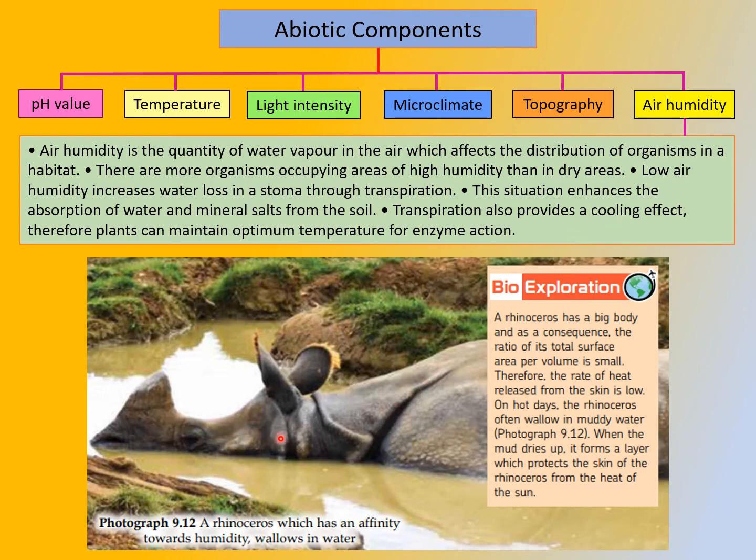This photograph shows a rhinoceros. A rhinoceros has a big body and as a consequence, the ratio of its total surface area per volume is small. Therefore, the rate of heat released from the skin is low. On a hot day, the rhinoceros often wallows in the muddy water. When the mud dries up, it forms a layer which protects the skin of the rhinoceros from the heat of the sun.